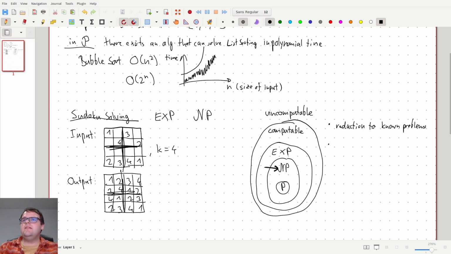So another thing is to use approximation algorithms. For example, greedy algorithms, they're usually an approximation.